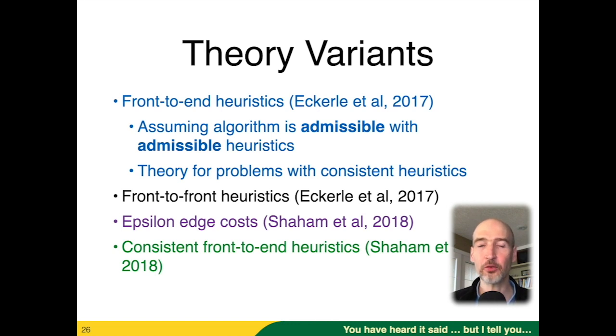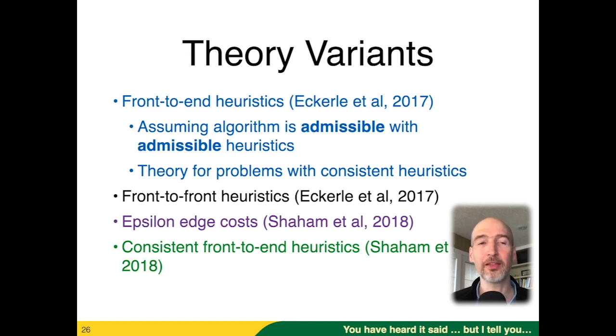And if I have a consistent front-end heuristic, you can actually infer a front-to-front heuristic out of it, because you can use the difference by consistency to assume what the actual values are. Again, I'm not going to go directly into those details. You can look at that paper to see more about that.